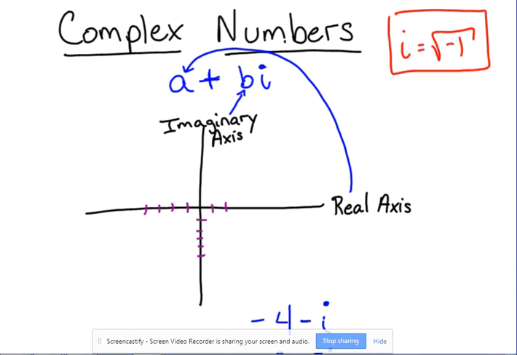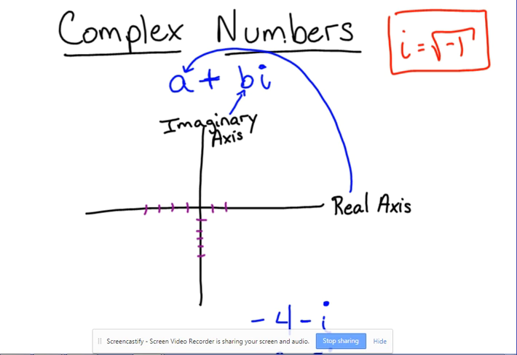But instead of having an x and y axis, we have a real axis and we have an imaginary axis. Okay, the real axis is like your x. X comes first. The real part comes first. The real part is a. The imaginary axis is like your y-axis. Y comes second. The imaginary part comes second.